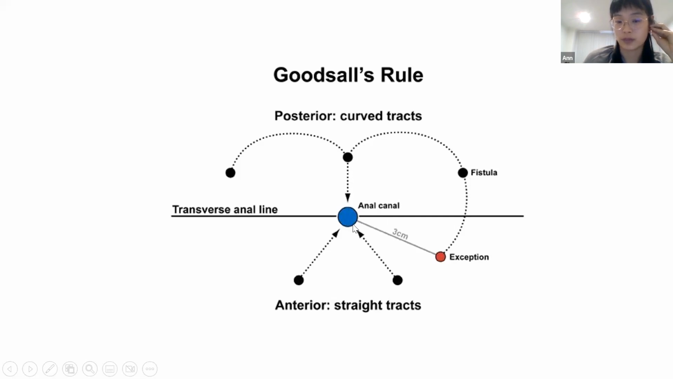So fistulas that form from the posterior surface tend to have a curved path, whereas fistulas from the anterior portion tend to have a straight tract. And then if you see any sinus openings as well, laterally, that has a higher risk of it being due to IBD as well.